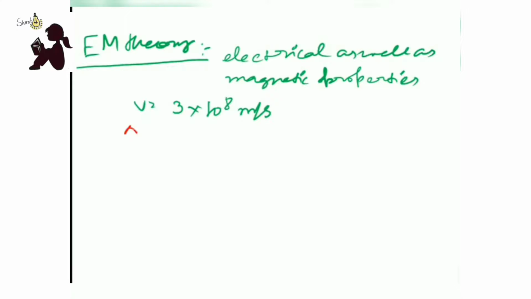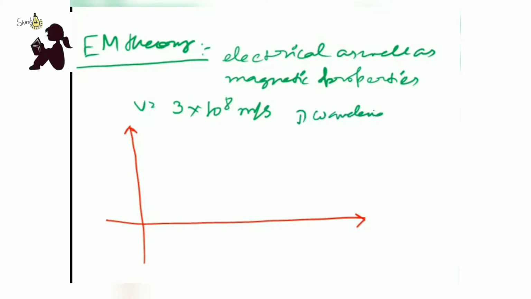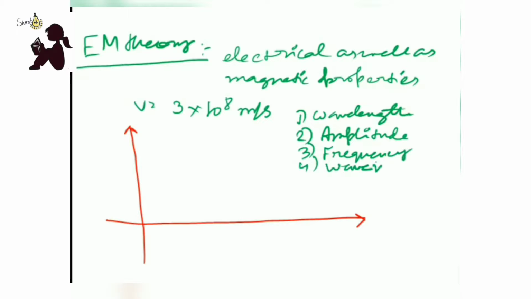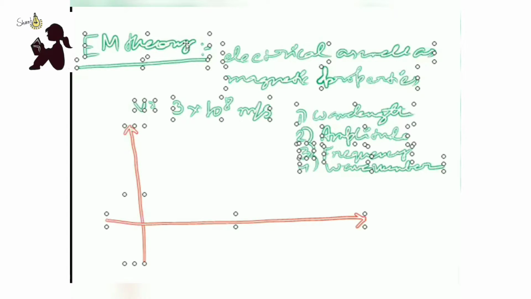So from this, we have to see that three things we have to conclude here, 3 or 4 things. First is our wavelength. Second is our amplitude. Third is our frequency. And fourth is wave number. Okay. So let us see that.